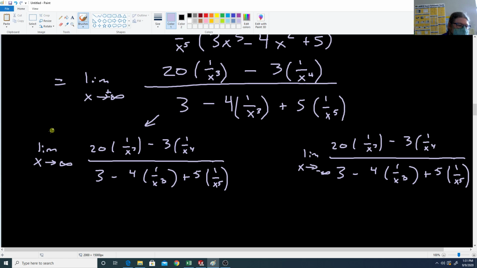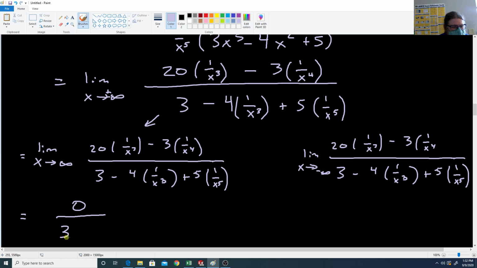Okay, so what's going on? As x approaches positive infinity, you get 1 over very large numbers cubed, which become very small fractions. 20 times very small fractions are very small numbers. And then over here we get 3 times 1 over x to the fourth. As x's grow and grow and grow, 1 over something getting bigger and bigger gets smaller and smaller. 3 times something getting smaller gets smaller as well. So we get basically 0 minus 0, which is 0 up top.